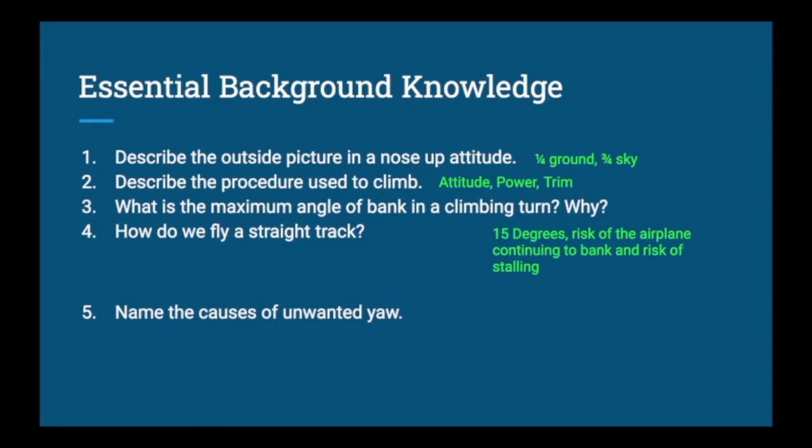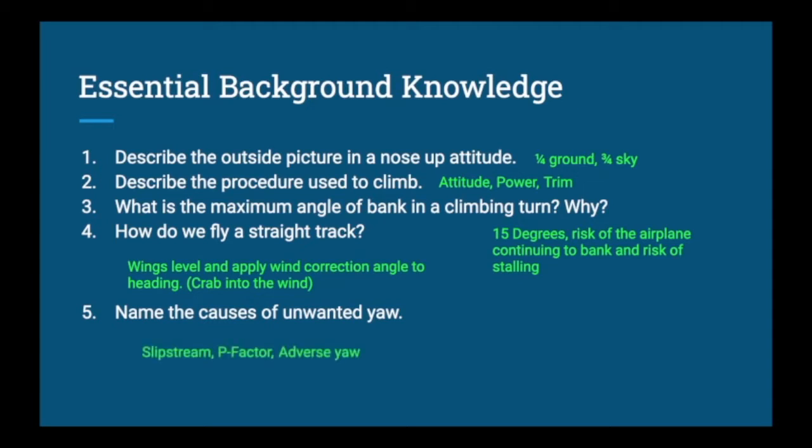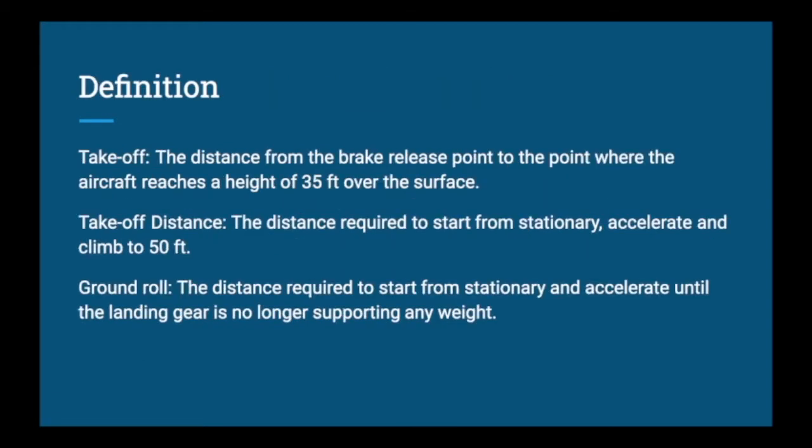So it doesn't make sense to be in a 30-degree angle of bank while you're climbing, because you're just going to end up level. Number 4, how do we fly a straight track? If there's wind, we're going to have to do a wind correction angle. This is called crabbing into the wind. The causes of unwanted yaw that we've covered so far include slipstream, propeller factor, aileron drag or adverse yaw, as well as gyroscopic precession and torque. But there's the 3 we've covered so far.